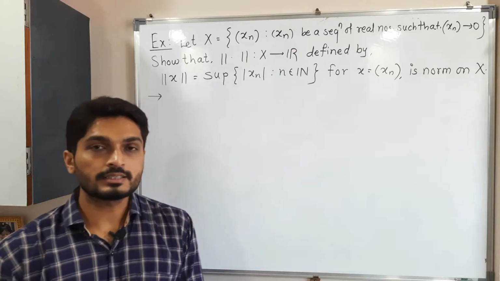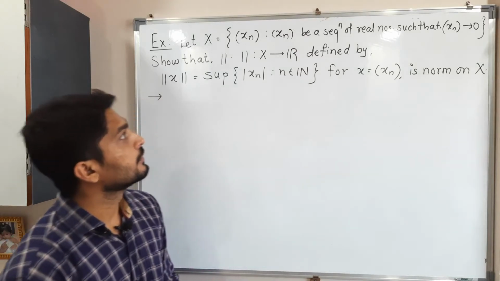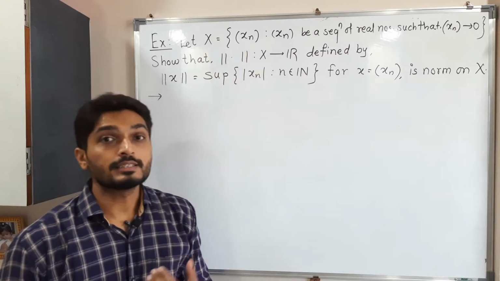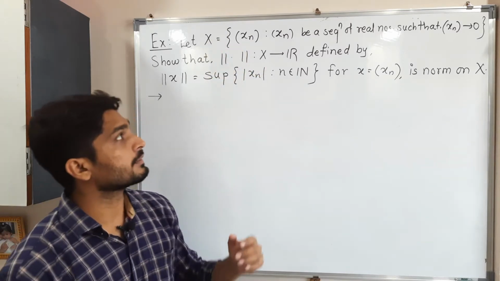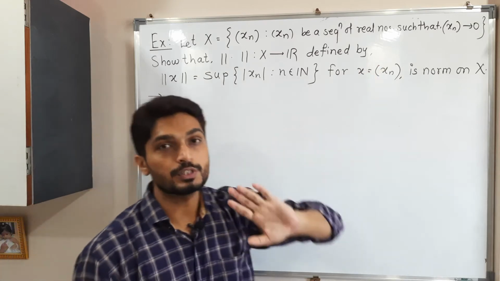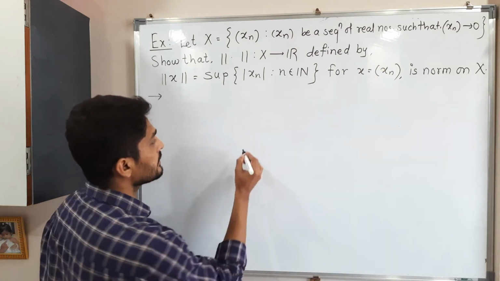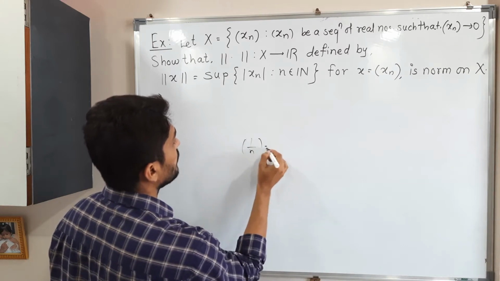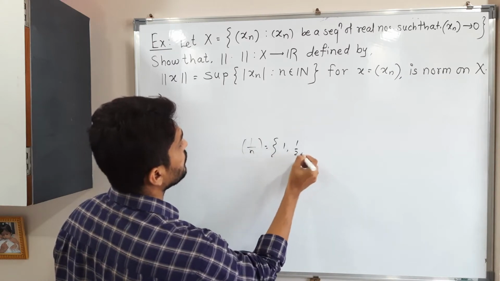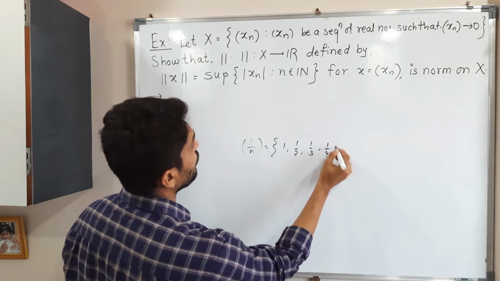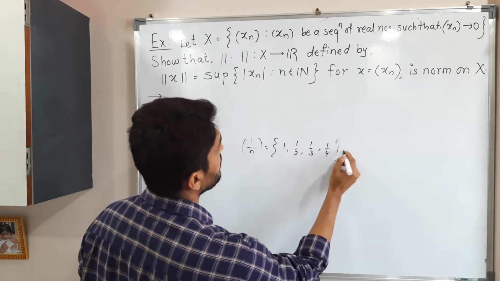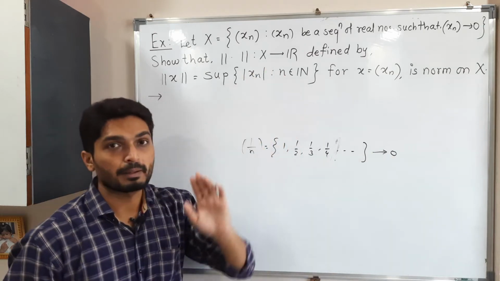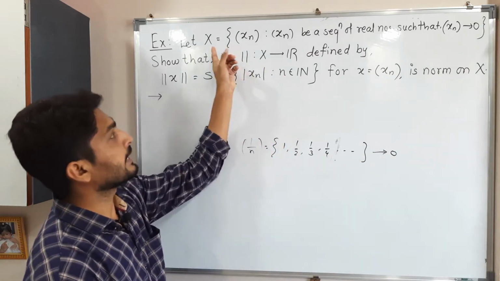So let us discuss this example of norm. Okay, so see, we have a set X. X means a set of all real sequences which are converging to 0. For example, you can consider this sequence x_n = 1/n. You are familiar with this sequence 1/n. Terms are 1, 1/2, 1/3, 1/4, and obviously infinite terms are there. Obviously, this sequence is converging to 0, so that's why we can say it is a member of capital X.